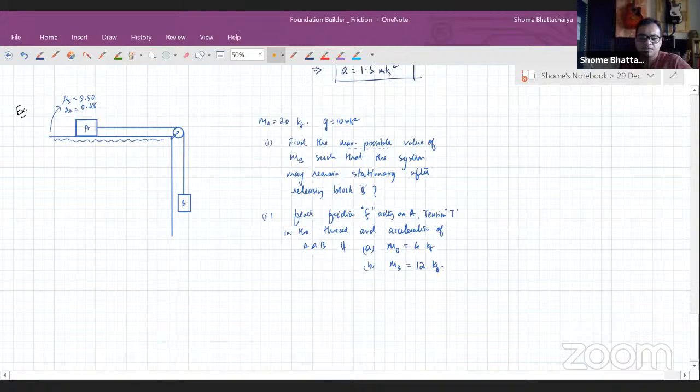So what you do is you make separate free body diagrams for A and B and find the condition for A and B to remain at rest. That will give you an idea of how to calculate the first part. So make individual free body diagrams for A and B, assuming that the system remains at rest after you release B.